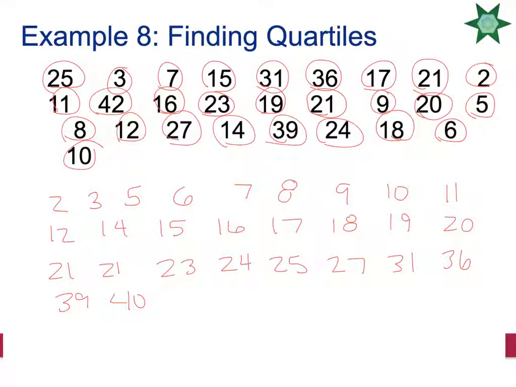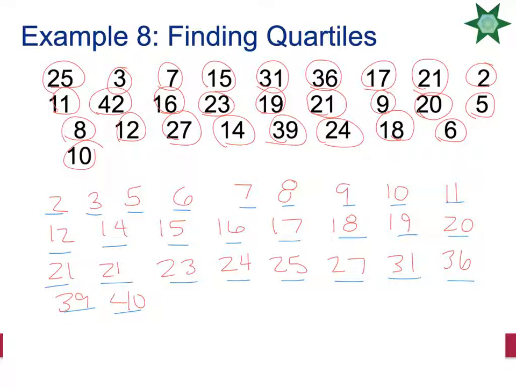Okay, so let's see how many data points we have. 1, 2, 3, up to 27. So there's 27 data points. So halfway between 27 is going to be 13 on the left and 13 on the right.